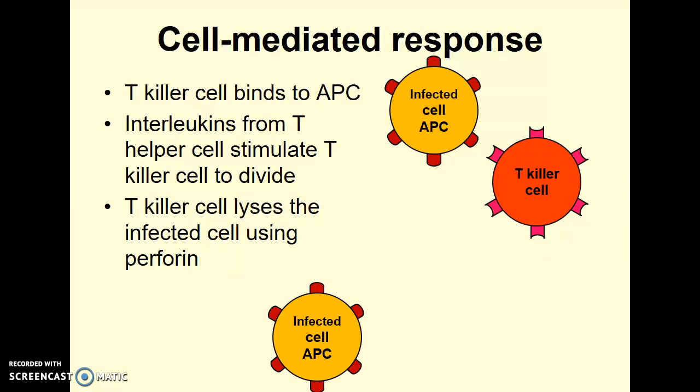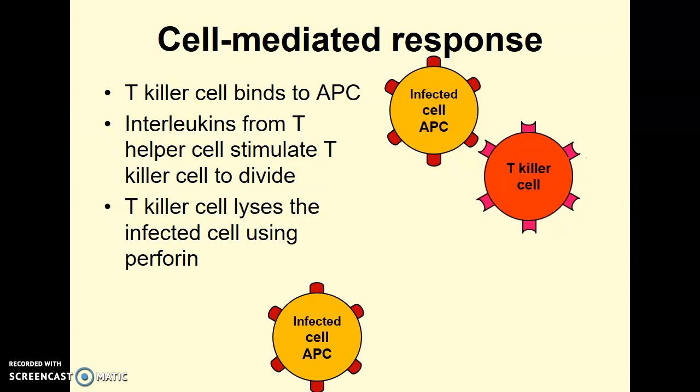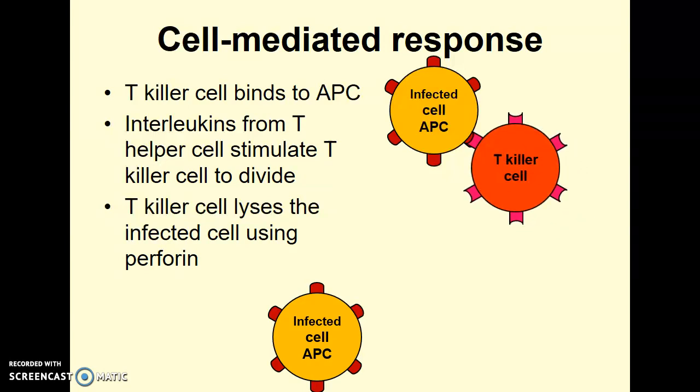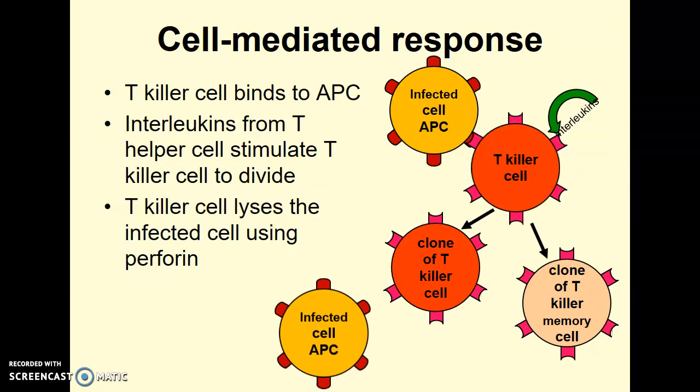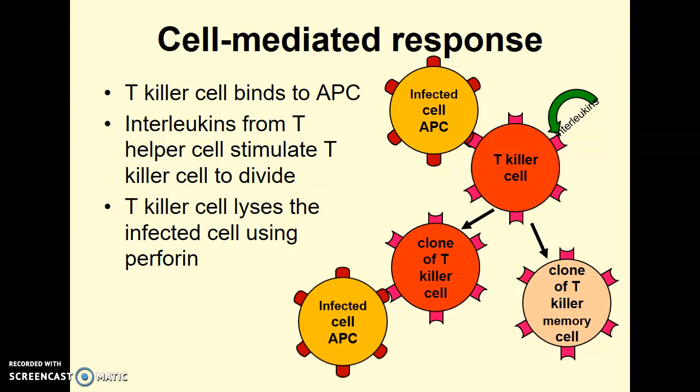Let's look at the cell-mediated response. The T killer cells, the cytotoxic T cells, bind to an antigen-presenting cell. And there are interleukins from those T helper cells that were produced in the previous slide, which stimulate that cytotoxic T killer cell to divide. So we have clones of the T killer cells, and then some of those differentiate into T killer memory cells. The T killer cell binds to the infected cell and lyses it using a molecule called perforin.